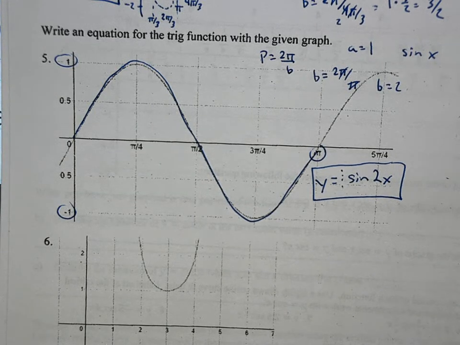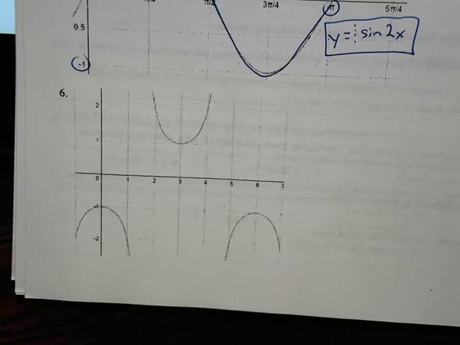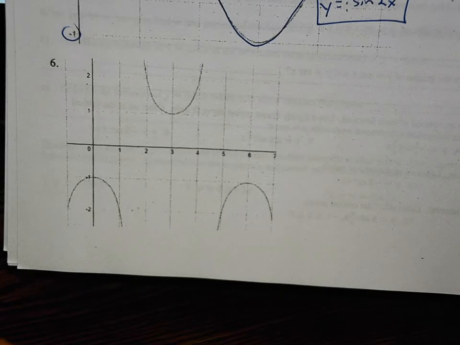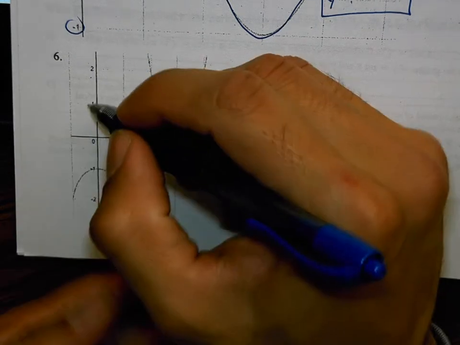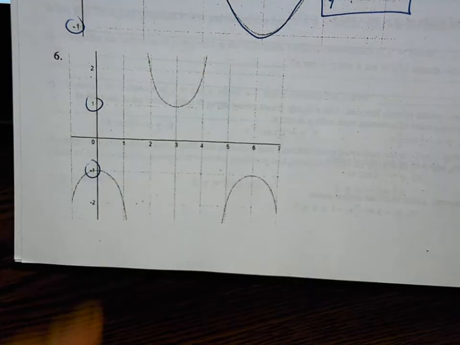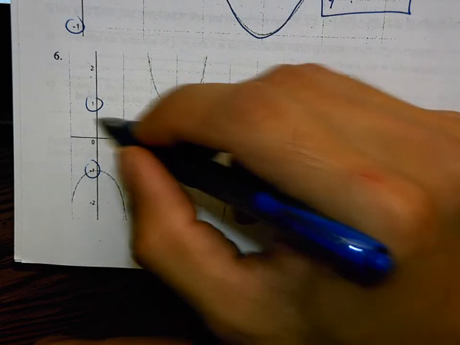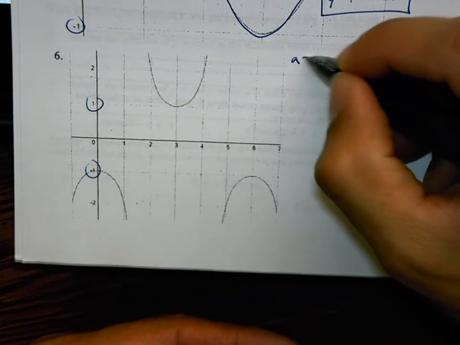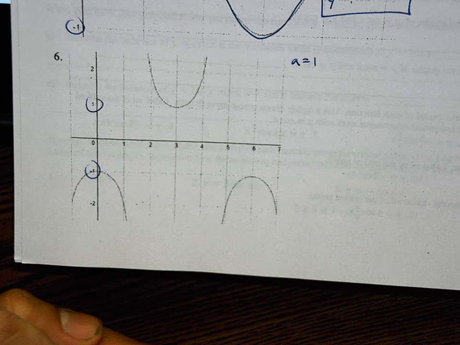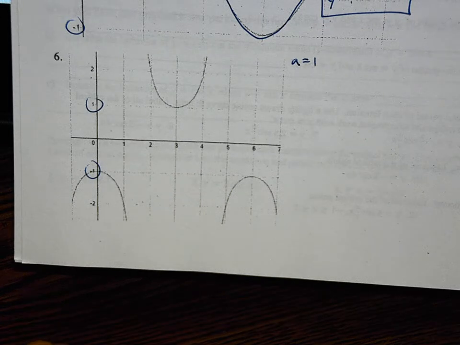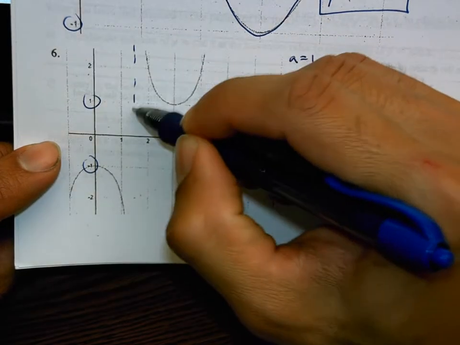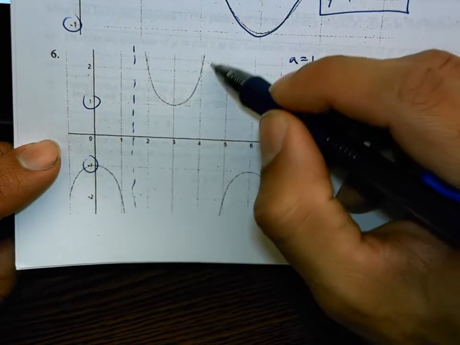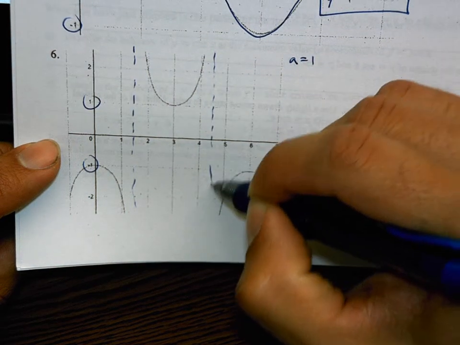Lastly, number 6. I'm looking at this graph. I see an amplitude, and that looks like a 1, and that looks like a negative 1. I know my A has to be 1. I see a bunch of U's, so it's either secant or cosecant, but maybe I'm stuck, and I don't know which one is which. So I'm going to draw this for you. There's an asymptote here. There's an asymptote right there.